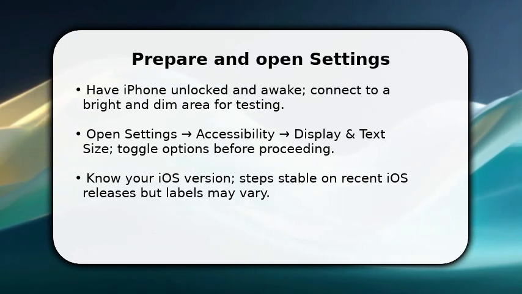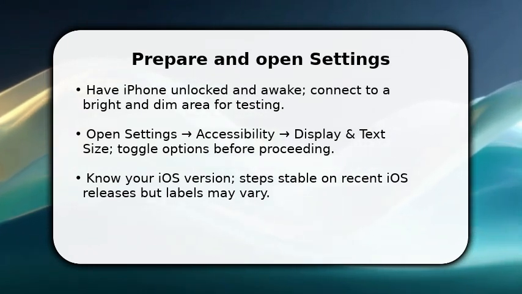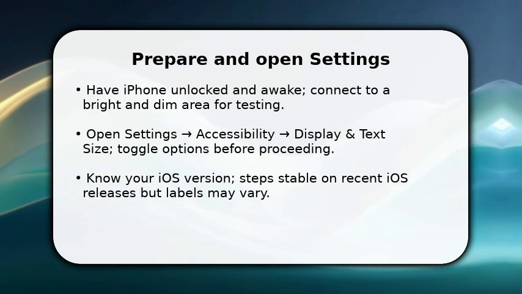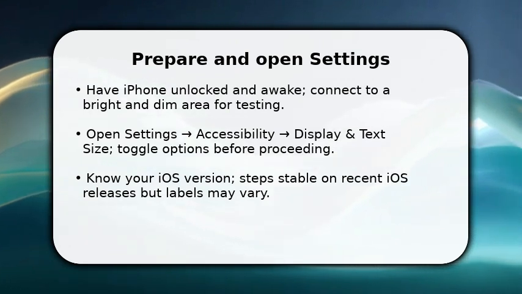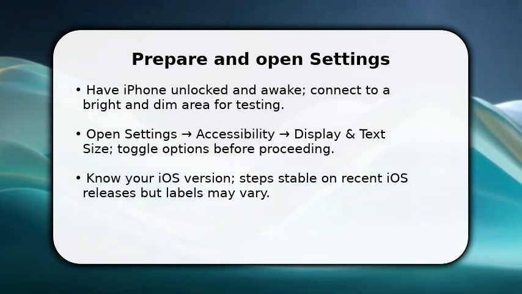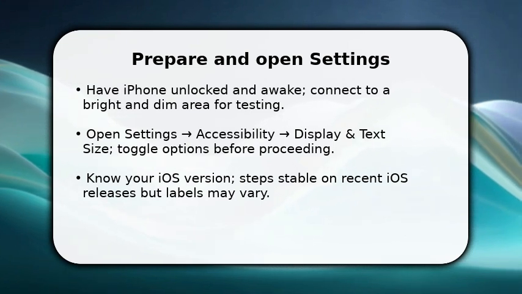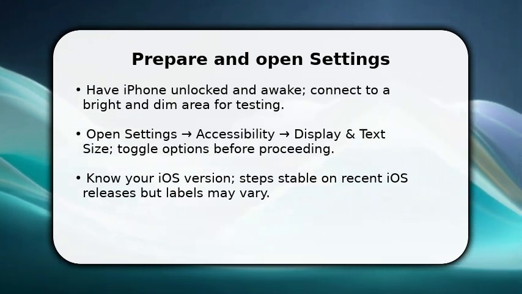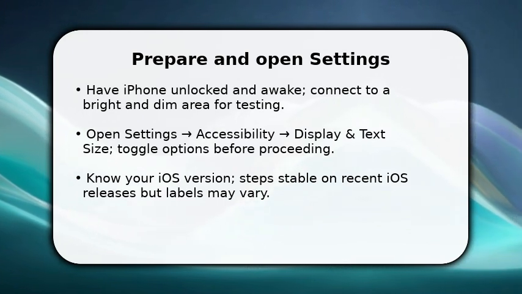You'll start with the essentials. Unlock your iPhone and place it where you can see light differences, because auto brightness uses the ambient sensor. Once ready, open Settings and go straight to Accessibility, then Display and Text Size. This avoids buried menus. Make sure any display zoom or reader modes are off, since they can change perceived brightness.